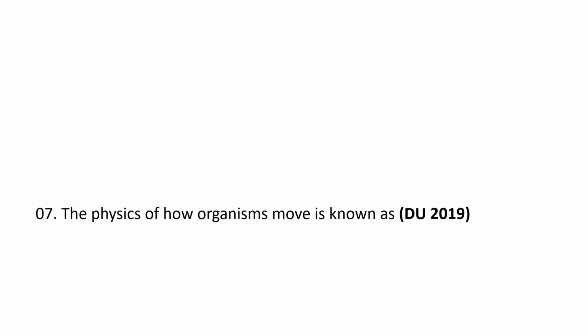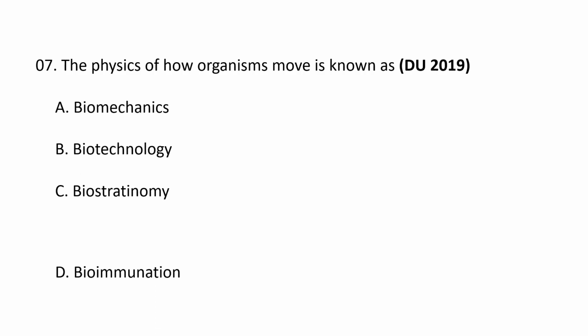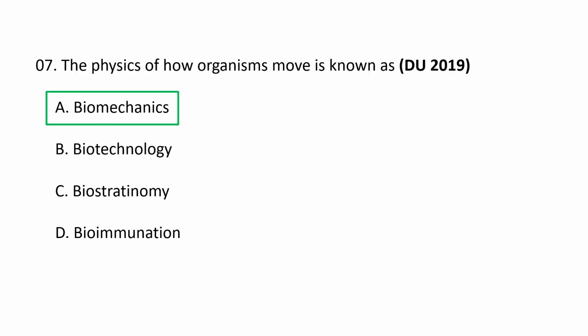Next question. The physics of how organisms move is known as A. biomechanics, B. biotechnology, C. biostratigraphy and D. bioimmuration. So the physics of how organisms move is known as biomechanics. The study of the physics of how organisms move, or the application of mechanical principles to biological systems, is called biomechanics, and it is an interdisciplinary field that combines knowledge from physics and biology to understand how living organisms, from single cells to whole bodies, move and function and how they are affected by mechanical forces.